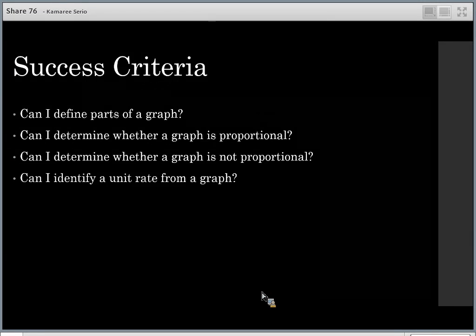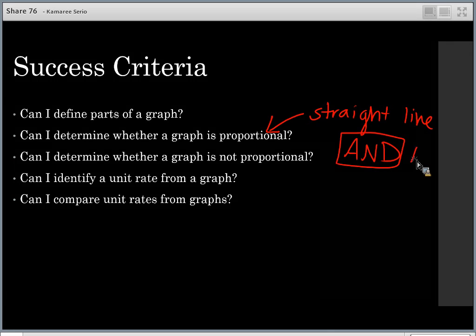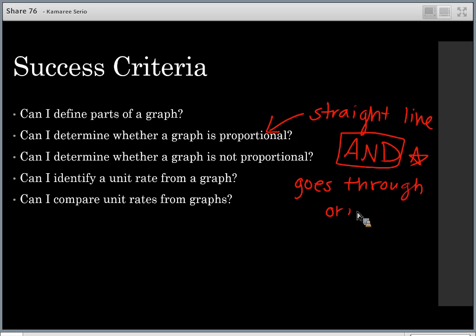All right. Success criteria. Can I define parts of a graph? Can I determine whether a graph is proportional? Can I determine whether a graph is not proportional? Remember, for these two, for it to be proportional, it needs to have a straight line and it needs to go through the origin. Okay, it has to have both. It needs to be a straight line and it needs to go through the origin. Both of them. Can I identify a unit rate from a graph, and can I compare unit rates?